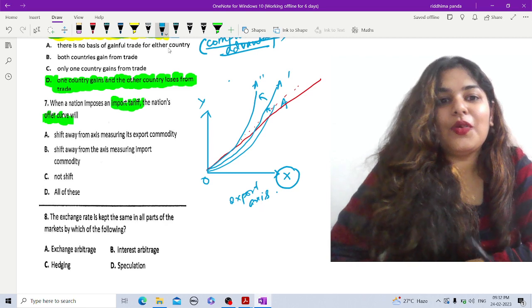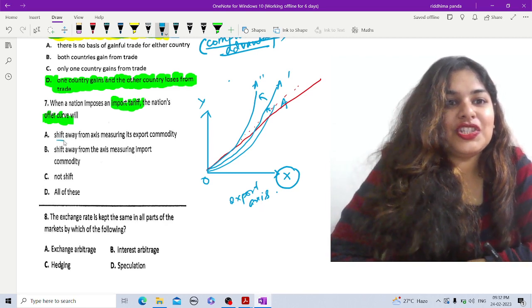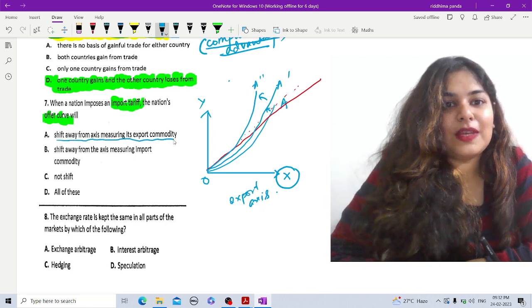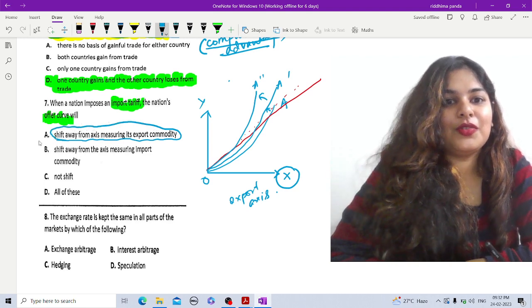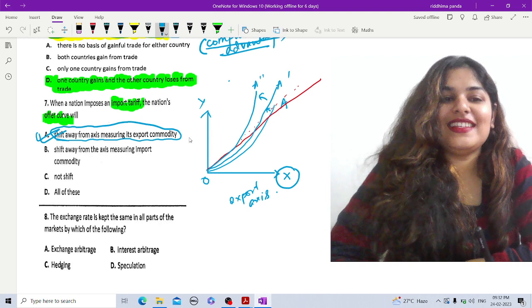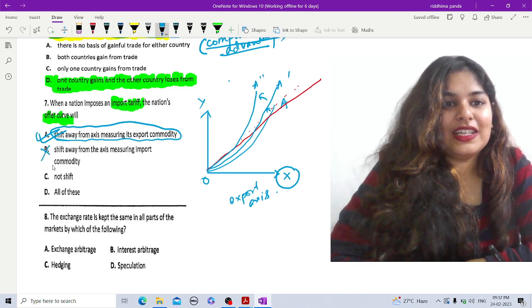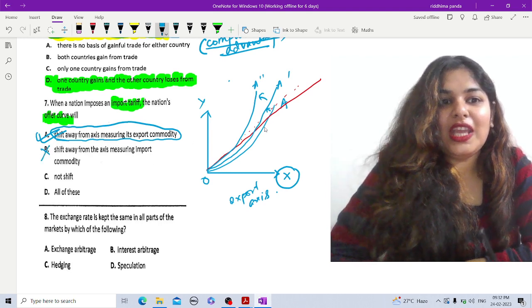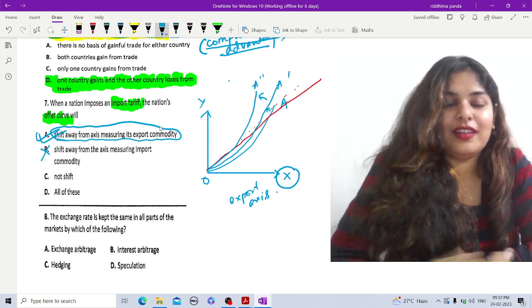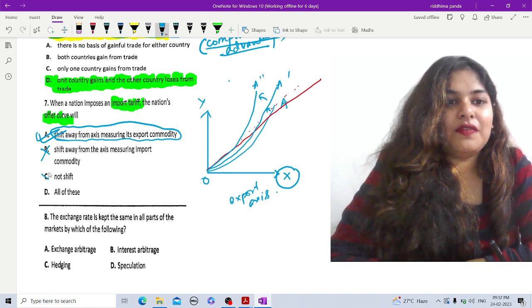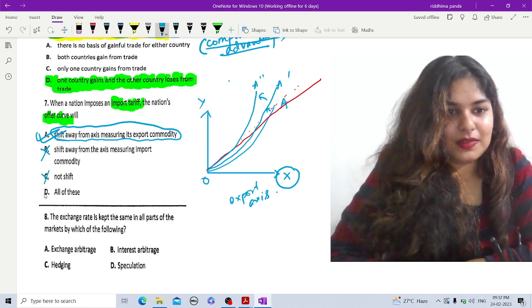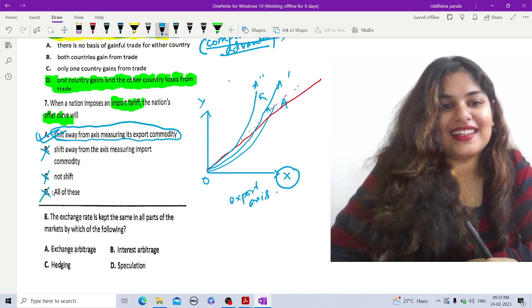So let's check our options. Shift away from the axis measuring its export commodity. So we have got our answer. So answer is A. B is shift away from the axis measuring import commodity. No, this is for the other nation. No shift. Of course, there is a shift, and all of this is not possible. So option A is the correct answer.